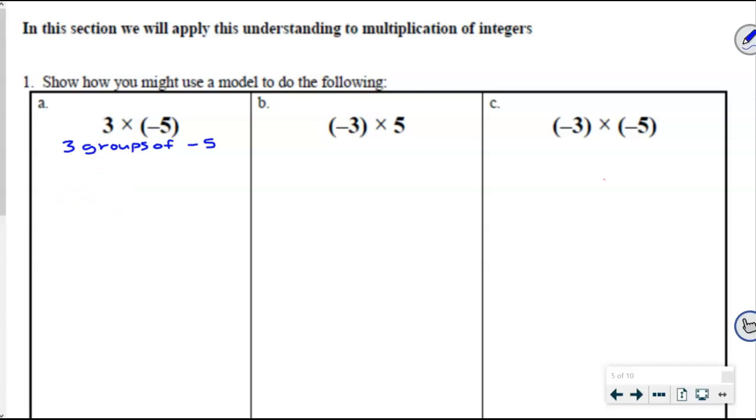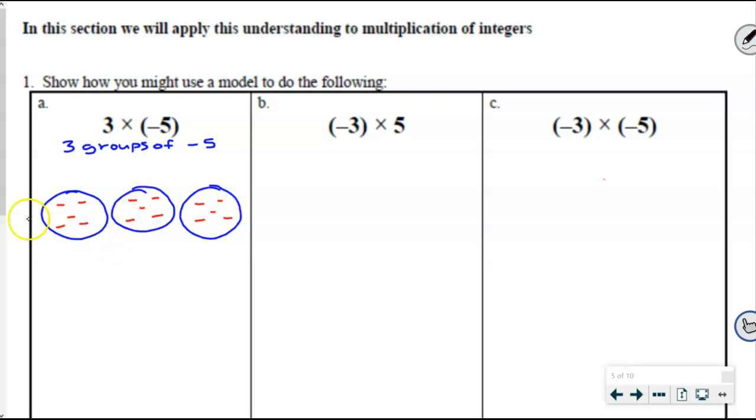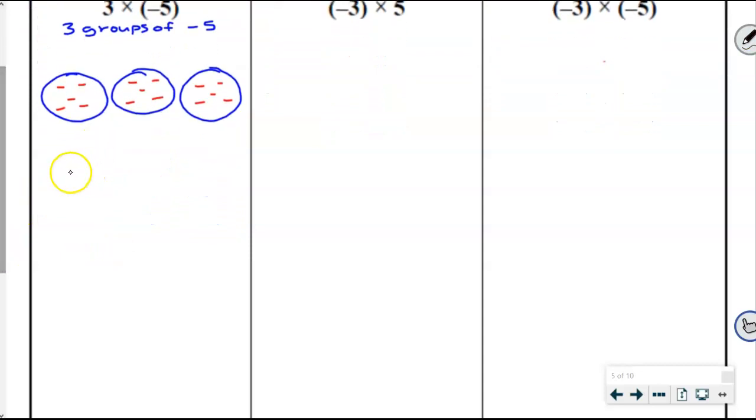I saw 3 groupings, and in each one of those 3 groups, I saw 5 negative counters. Whether you drew square tiles or you just drew negative signs, you showed me 3 groups of negative 5. The next one that I would like to point out is a number line, which was hard to squish in that amount of space.